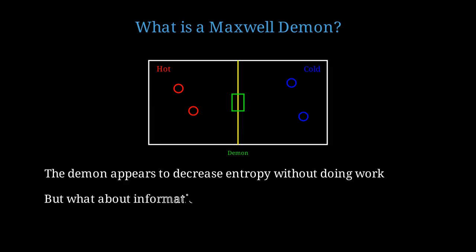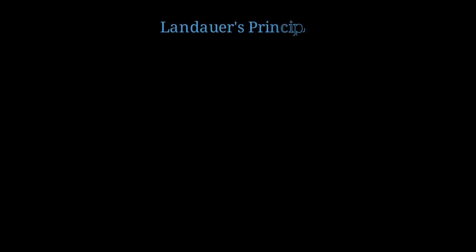The resolution to this paradox came much later. The demon must measure the speed of each molecule, store that information, and eventually erase it. This information processing has a thermodynamic cost. In 1961, Rolf Landauer proved that erasing information has a fundamental thermodynamic cost. This is known as Landauer's principle.